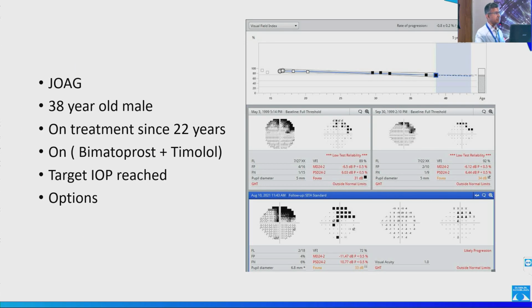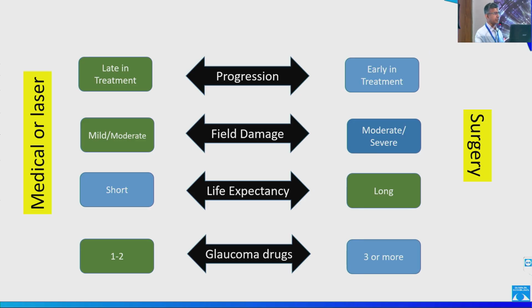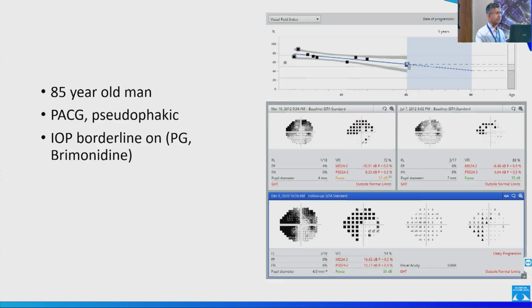This is somebody, a young man, 38 years old, on treatment for 22 years, on bimatoprost and timolol, target IOP is reached, but he is definitely showing progression. You can see from 1999 to 2000 to 2021, there is a change. So the options are medication or SLT. In this case, SLT we are not doing, because SLT does not work that well in a juvenile open angle glaucoma spectrum. And again, long life expectancy is something that we're worried about, but because most of the other factors favor him, we'll just go with escalating medical therapy.